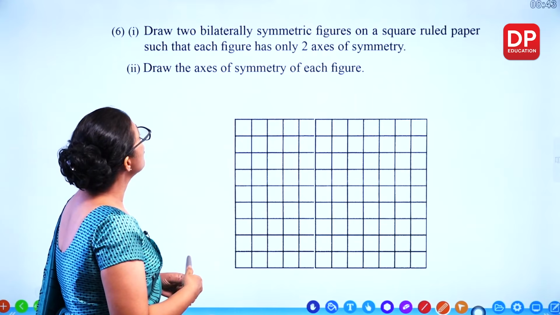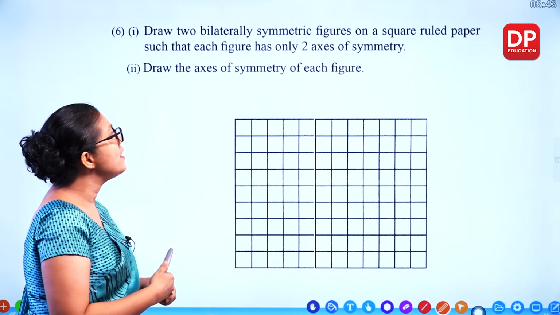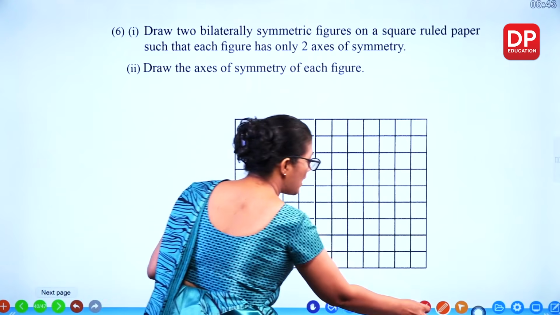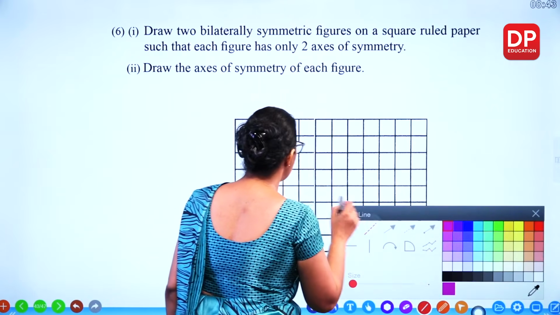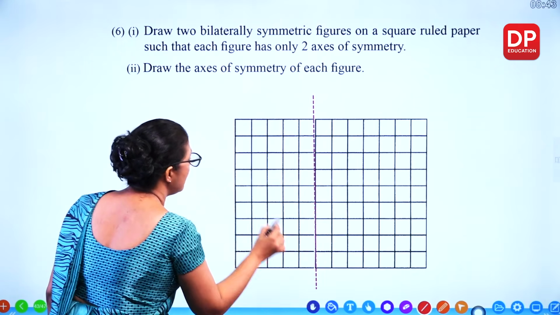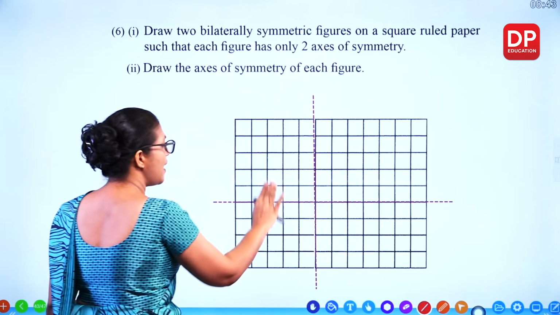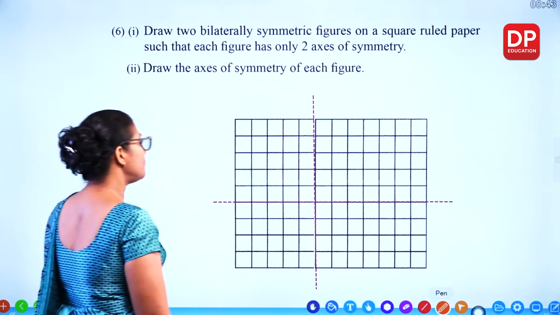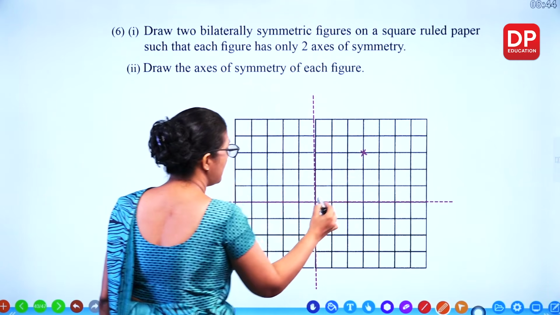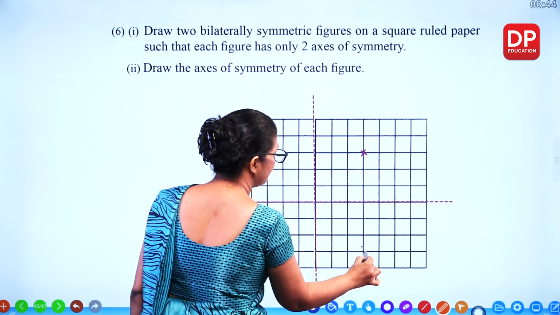Question number 6. Draw 2 bilaterally symmetric figures on a square ruled paper such that each figure has only 2 axes of symmetry. Draw the axis of symmetry of each figure. So we can start with first the 2 axes. We'll take this line and this line. And then we have to draw the same thing on 4 sides. What can we do? We can take 1, 2, 3. Here 1, 2, 3. 1, 2, 3. And 1, 2, 3.